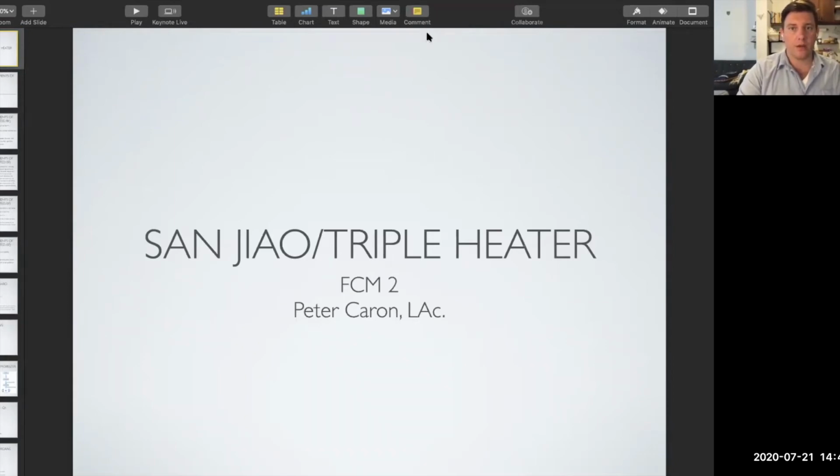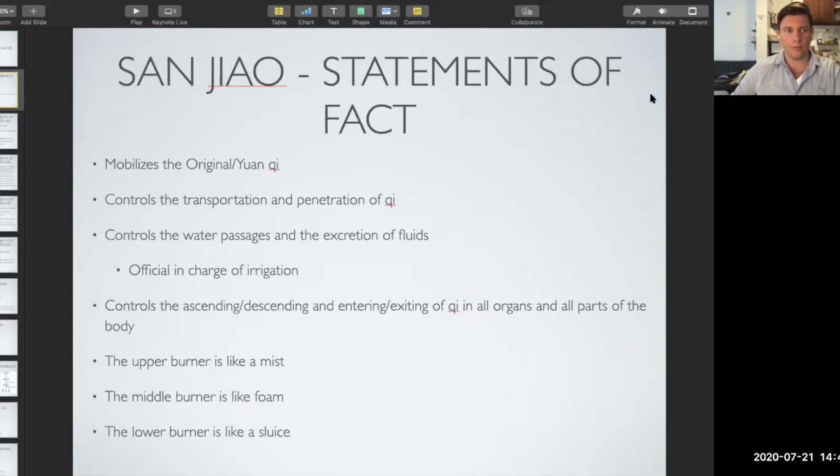Sanjiao is a fascinating organ. I would say that I've got a decent understanding of the Sanjiao as Chinese medicine practitioners go, but the Sanjiao is hard. So let's do our best here. I've included some statements of fact from other sources to try to help triangulate what the Sanjiao is and how it works. We'll trim down these notes.